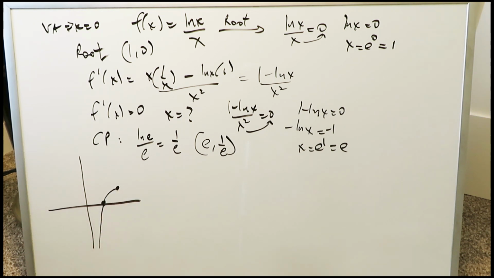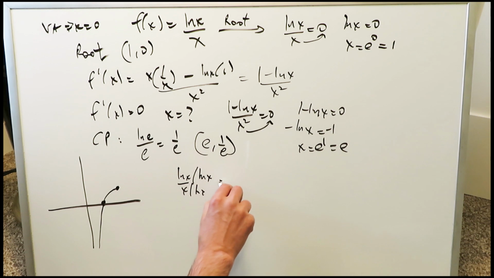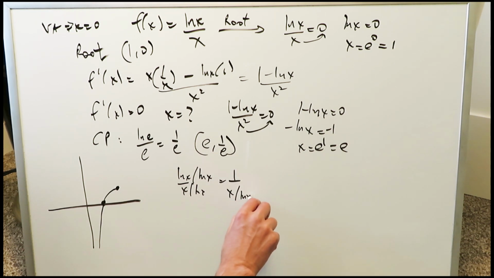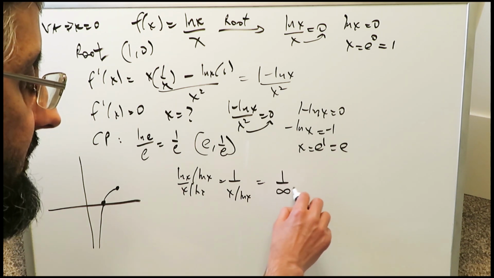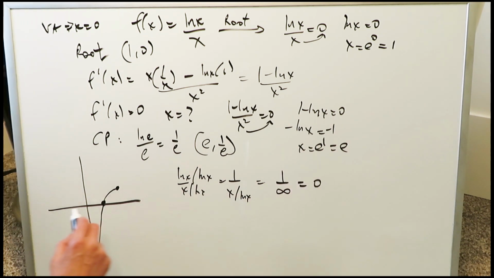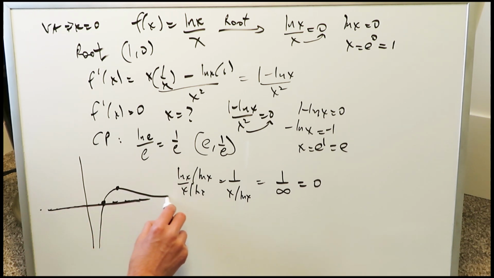If you were to look at this function natural log x over x and divide everything by natural log x, you're getting 1 over x over natural log x. Limit as x approaches infinity. You're doing something like a horizontal asymptote determination. You're doing 1 over infinity, which will be a 0. A horizontal asymptote will eventually develop right over here and your function will go along that. That represents a relatively modest version of what this function will look like.